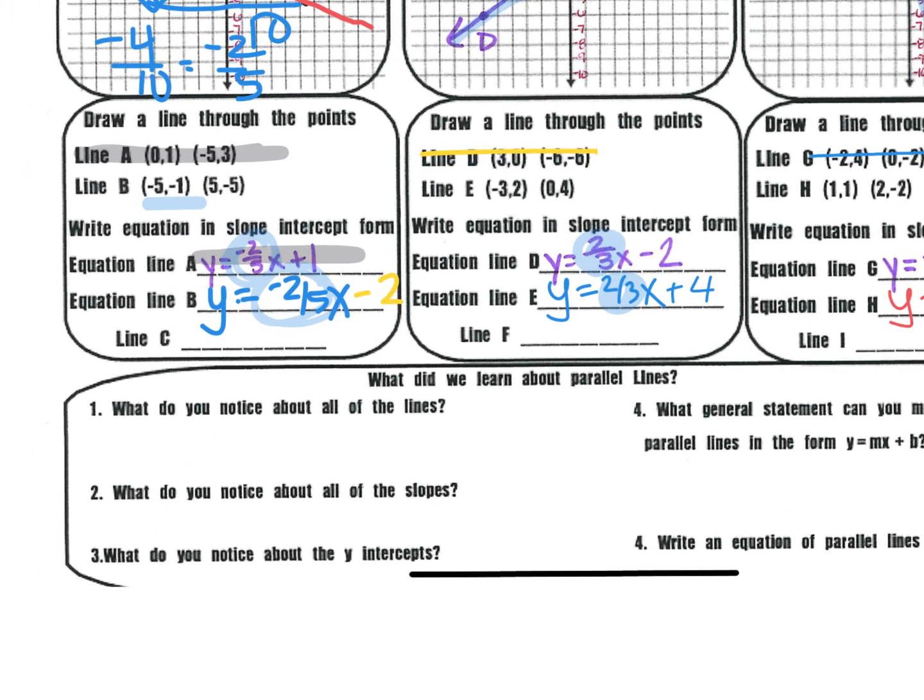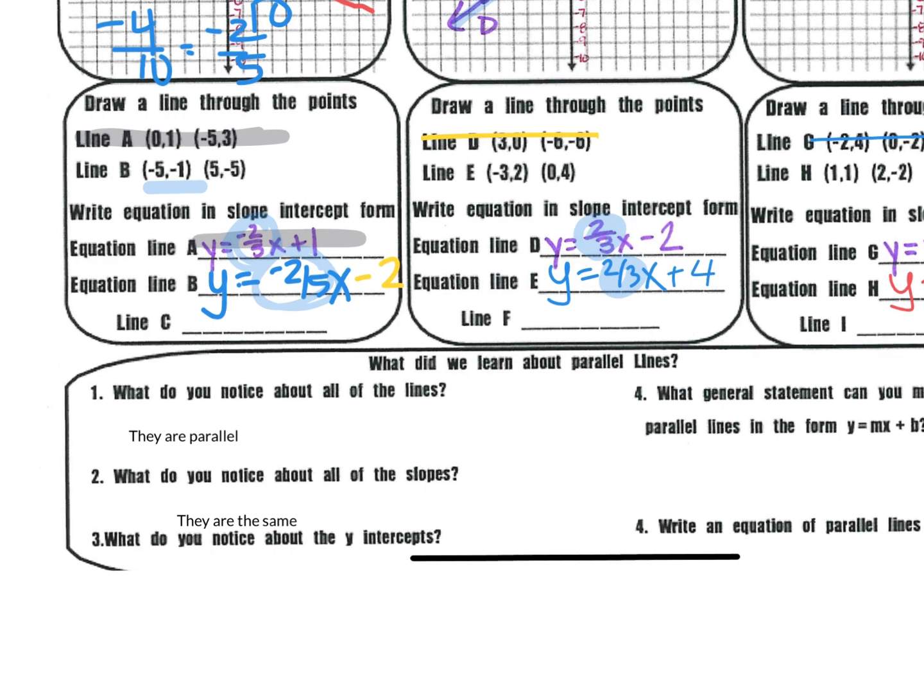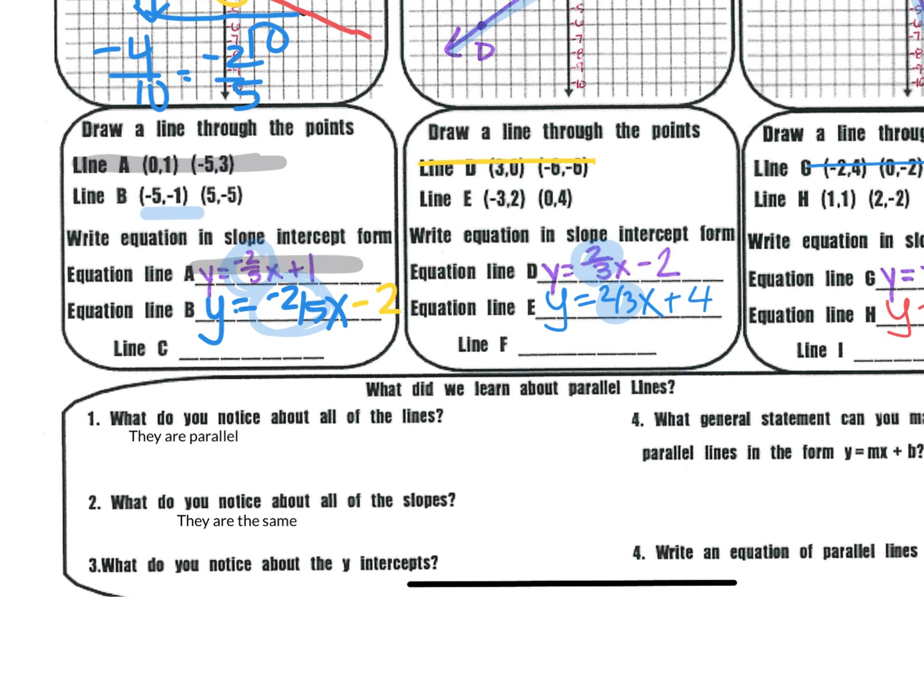So what we notice about the lines, let's see if I can use speech. They are parallel. And what do we notice about the slopes? Going to look at them. They are the same. So parallel lines have the same slope. And the y-intercepts, they're different. If they had the same slope and the same y-intercept, it would be the exact same line.